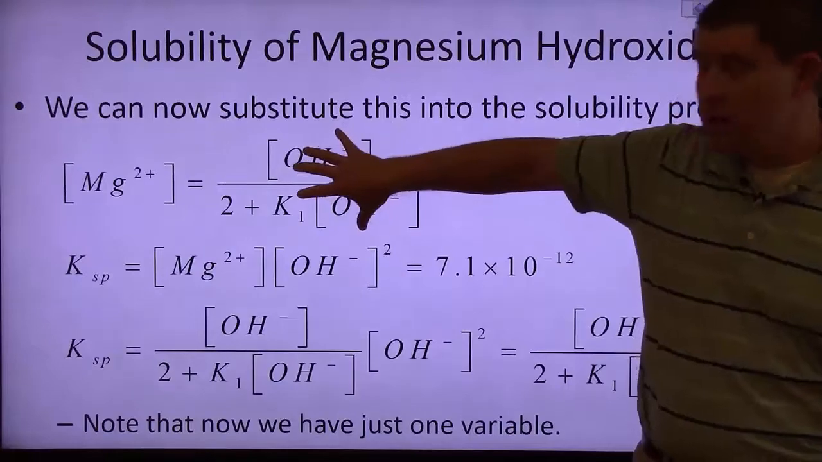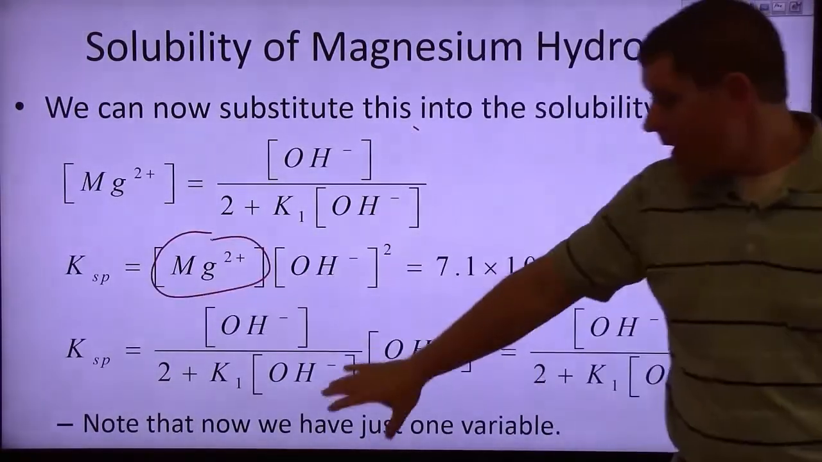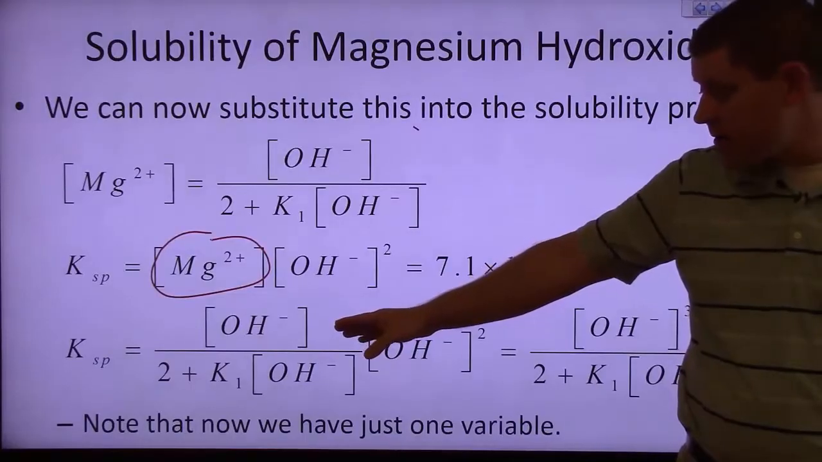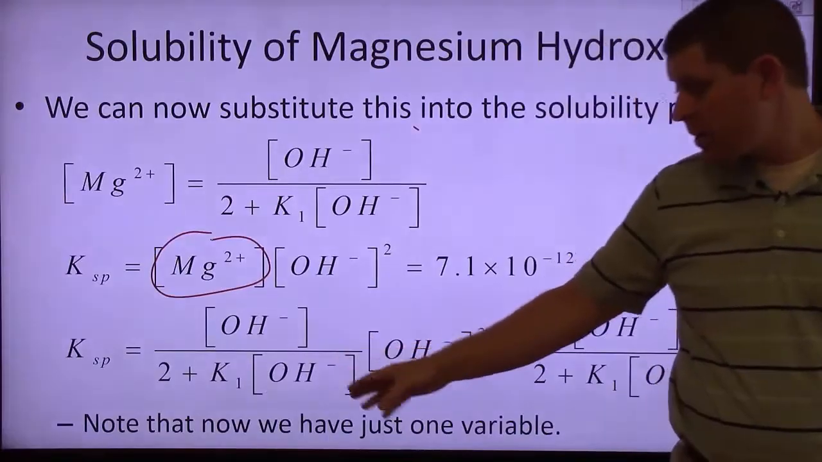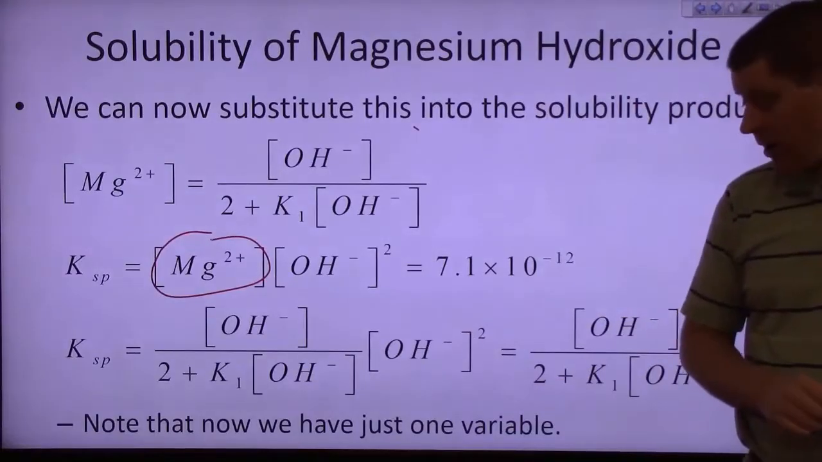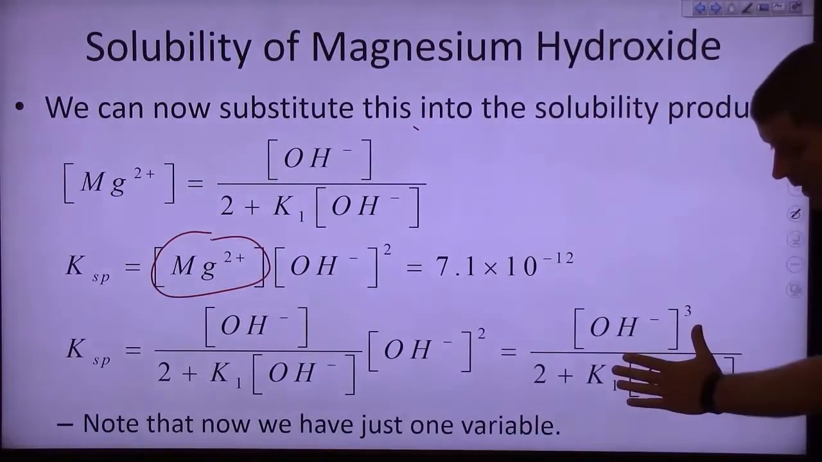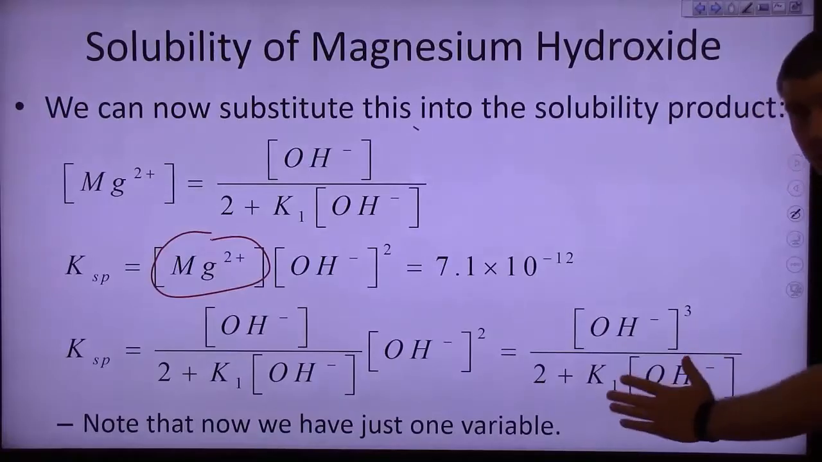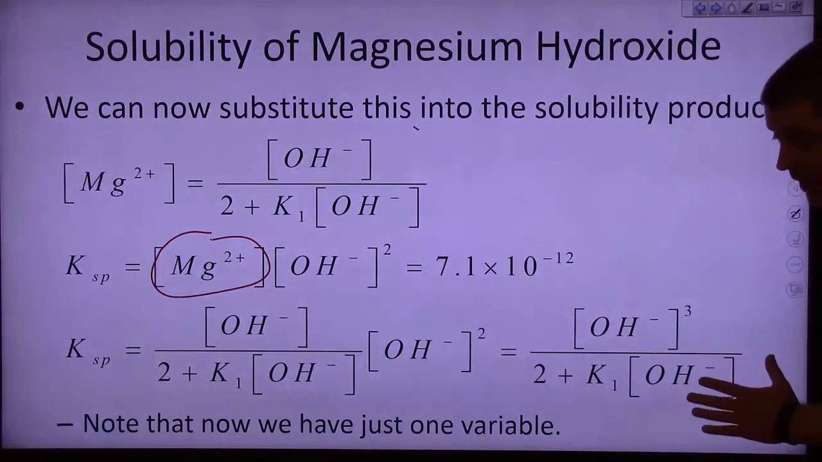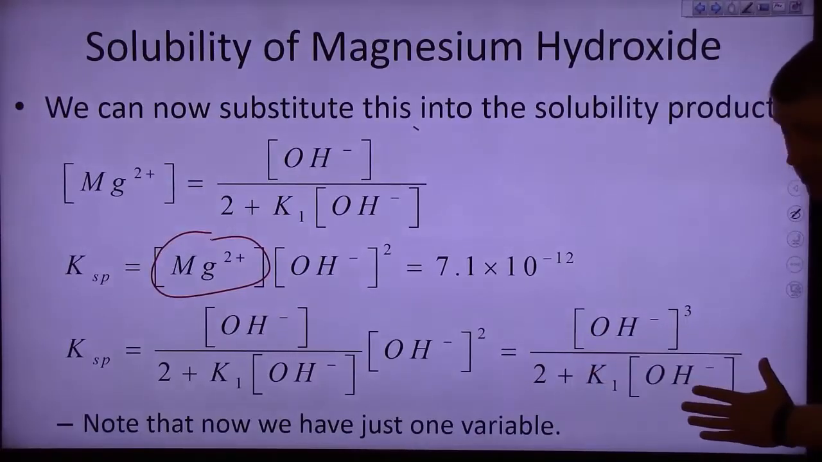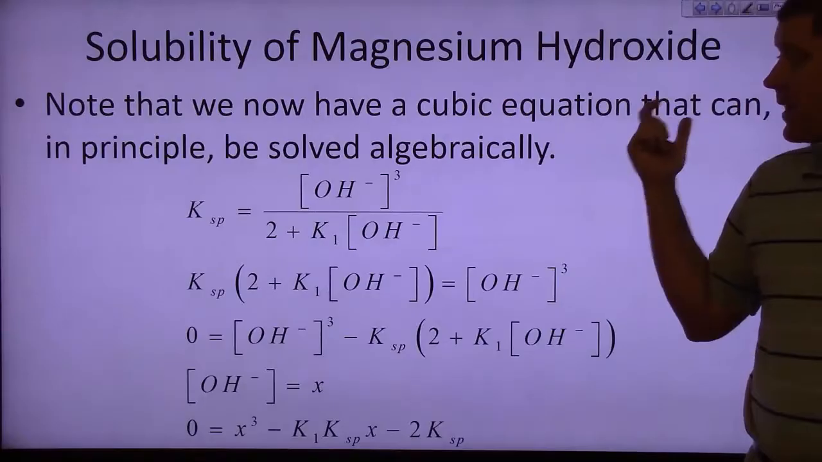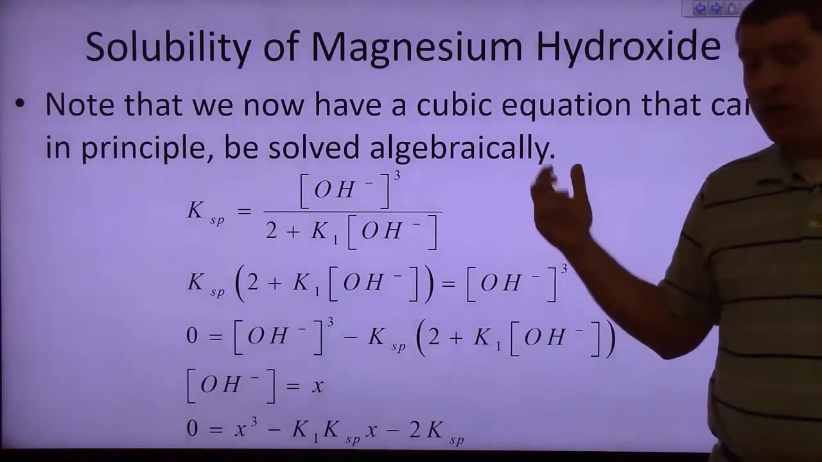So we're going to take this stuff, plug it in here, and that then gives us the KSP is equal to the hydroxide ion concentration divided by 2 plus K1 times the hydroxide ion concentration, times the square of the hydroxide ion concentration, which gives us the hydroxide ion concentration cubed divided by 2 plus K1 times the hydroxide ion concentration. And note that now we have just a single variable in our KSP. Note here that our equation is a cubic equation that can, at least in principle, be solved algebraically.